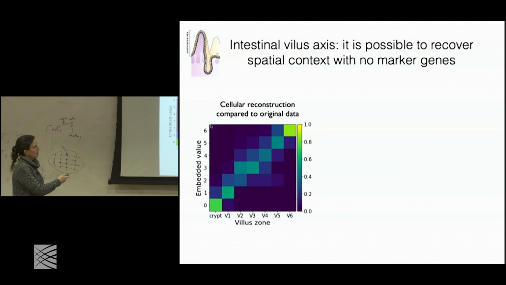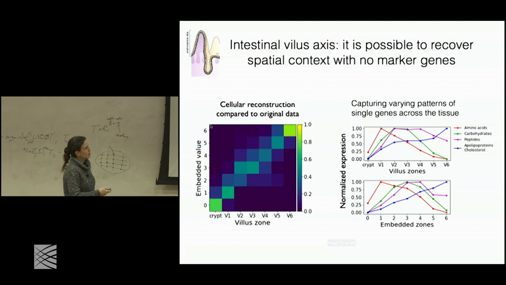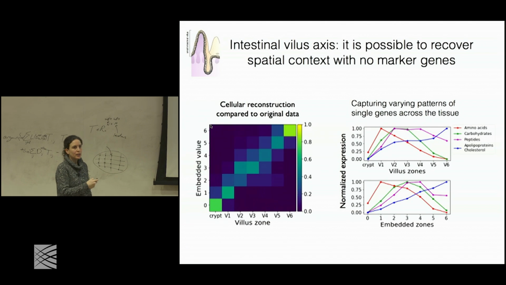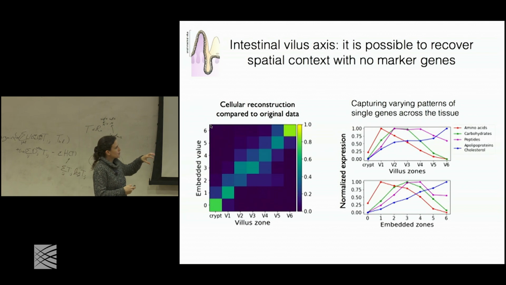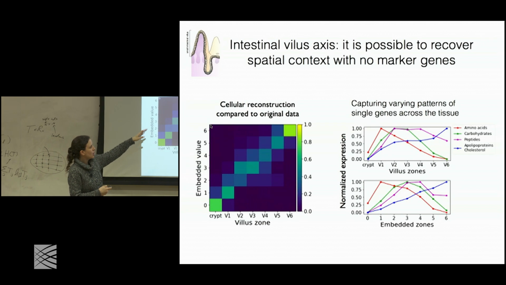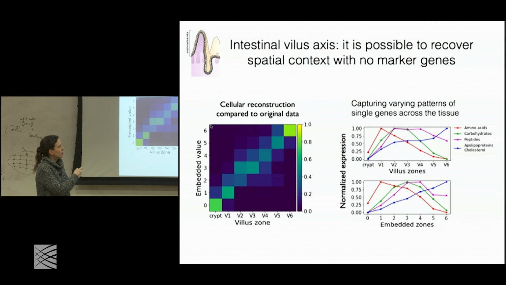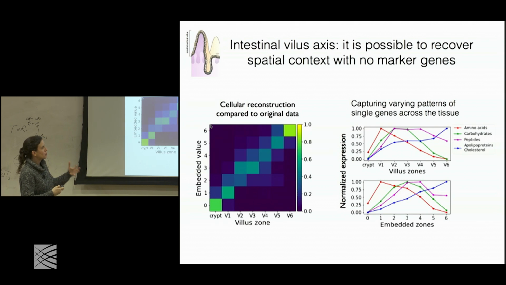And this works not only on average across all of the cells, but we can also look at individual genes. Here are expression patterns, the original one on the top and the embedded predicted one on the bottom. And we see here spatial specialization for gene groups that are responsible, in this case, for the absorption and transportation of different nutrients across the villi.